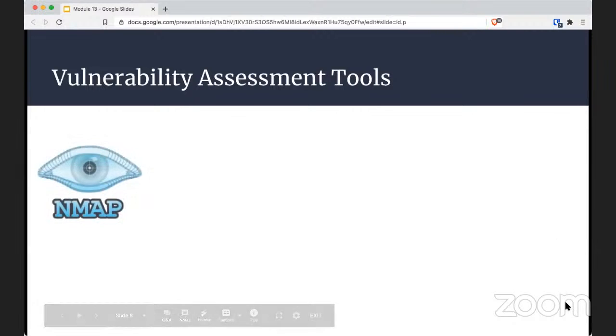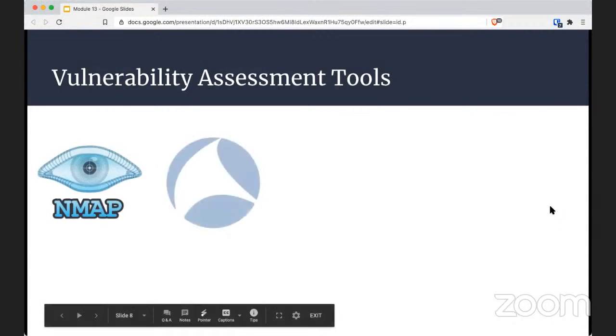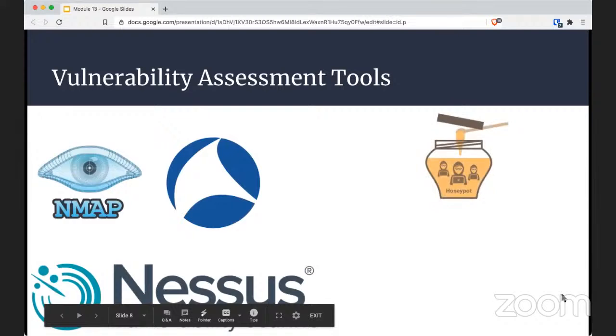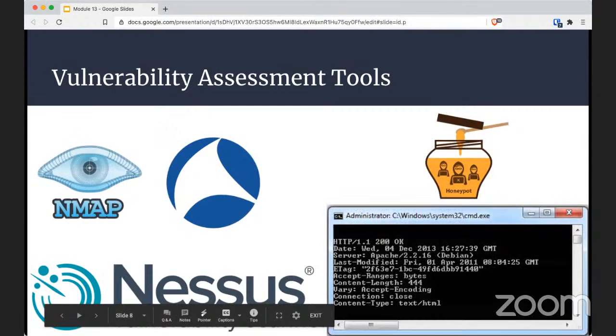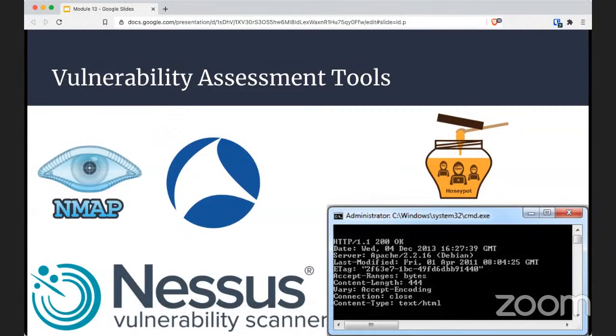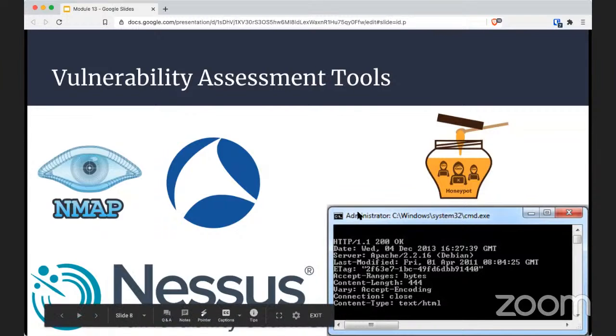So there's Nmap, Wireshark, Nessus, honeypots, and living off the land with tools that will give you basic info that you can use.